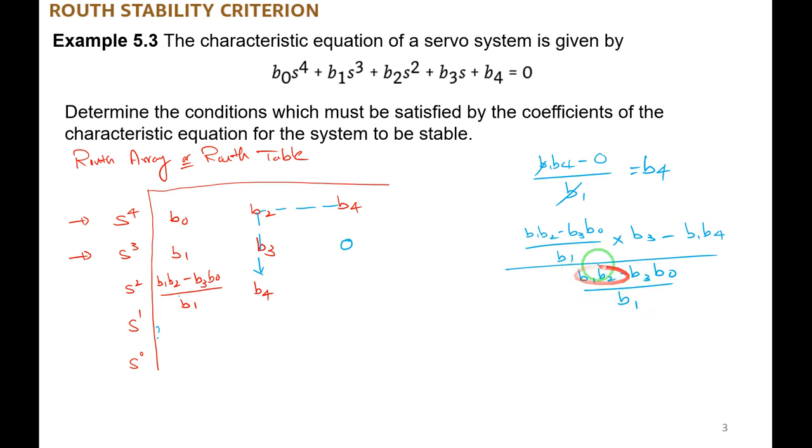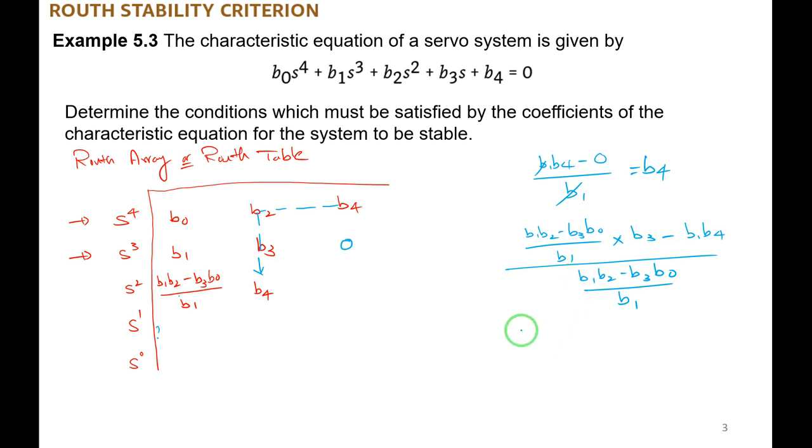If any doubts are there, please unmute yourself and talk to me so that I can clarify your doubts immediately. Don't keep the doubts with you. So this element into this element, this we have done, minus b1 into b4 divided by this element, that we have done. So we'll simplify it. If I take LCM as b1, b1 b1 will get cancelled.